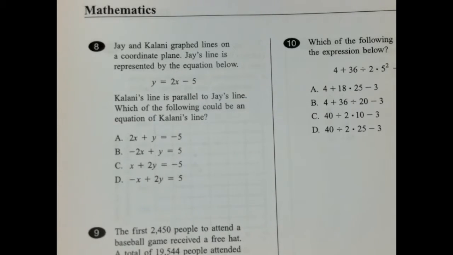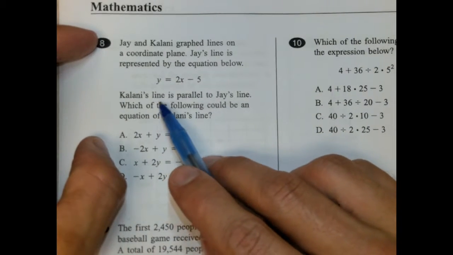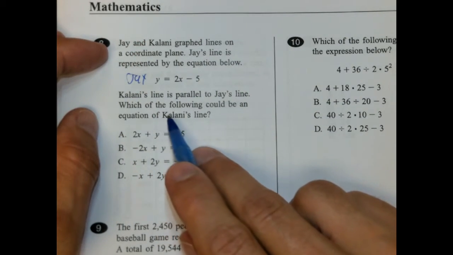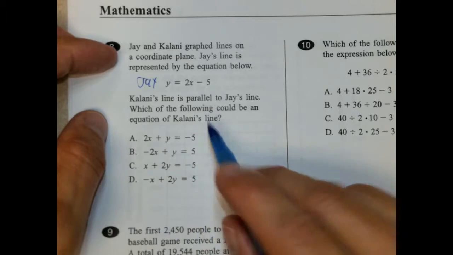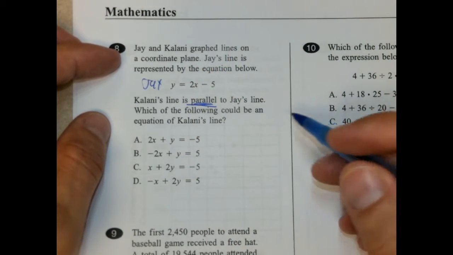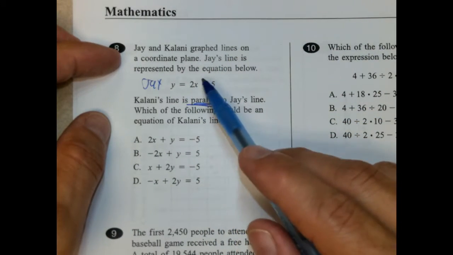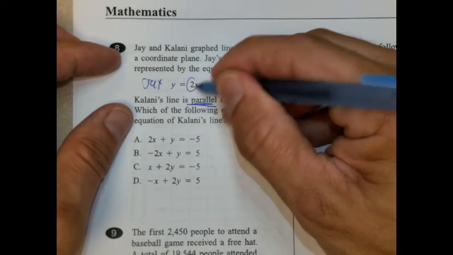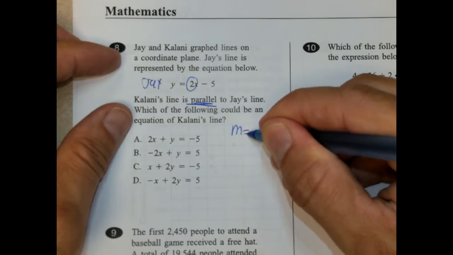So, all right, it's a linear equation. Kalani's line is parallel to J's line. This is J's line. We're looking for the equation that's Kalani's line, and we know it's parallel to it. So if they're parallel, that tells us about the rate of change or the slope. The rate of change would have to be the same. So we're looking for a line that has the same rate of change as this. We're looking for m = 2.